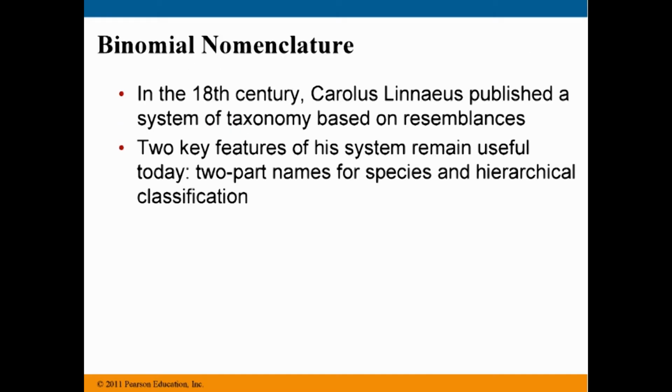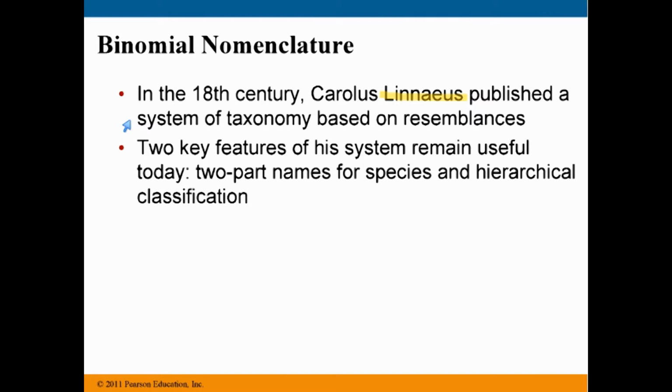We know about binomial nomenclature already, so we mentioned back, I believe, in Chapter 1 about Linnaeus, Carolus Linnaeus, published a system of taxonomy that was based on resemblances. And those resemblances is what things look like. Okay, so you're looking at things based upon homology. Well, let me back up. Not homology, but morphology. So based upon the characteristics that a person can see.